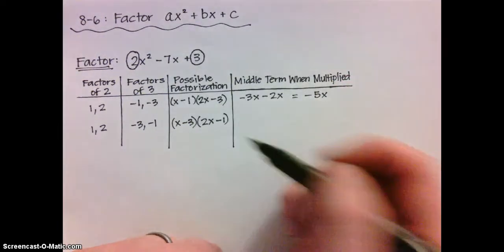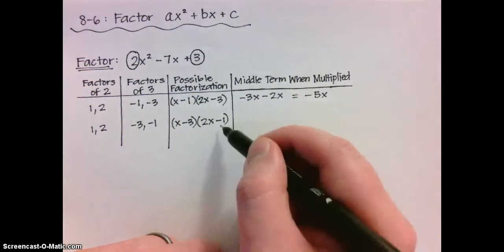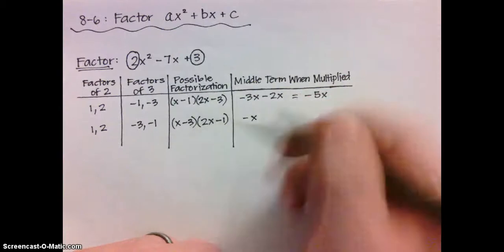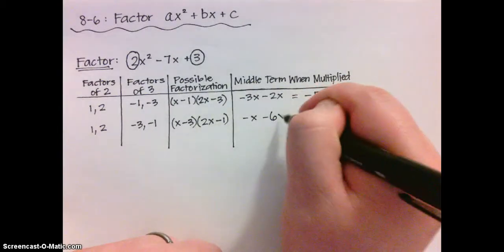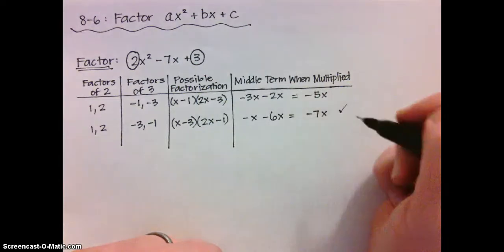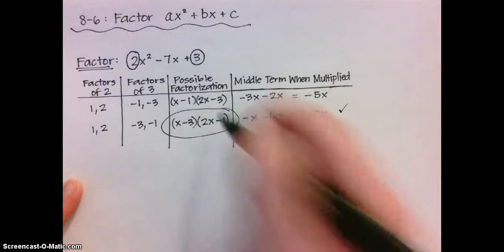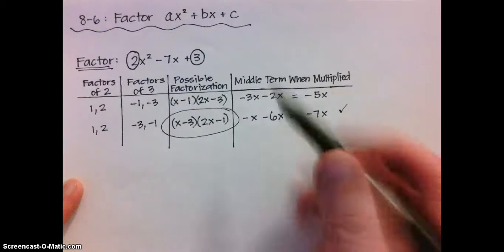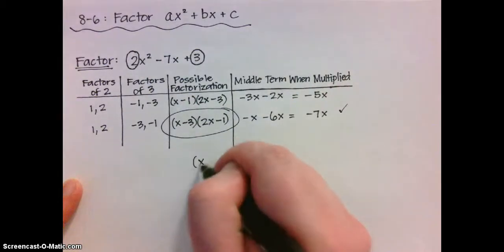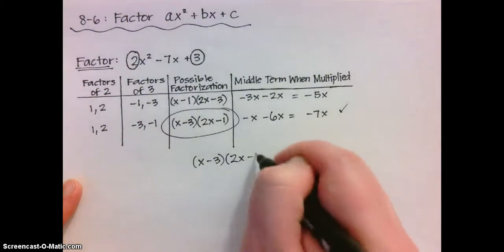So again, let's do the outside, and let's multiply the inside. The outside would be negative 1x, and the inside would be negative 6x. And when I combine those, I do get negative 7x. And that's what I'm looking for. So that's telling me that this will be the factorization for my beginning polynomial. So my final answer would be x minus 3 times 2x minus 1.